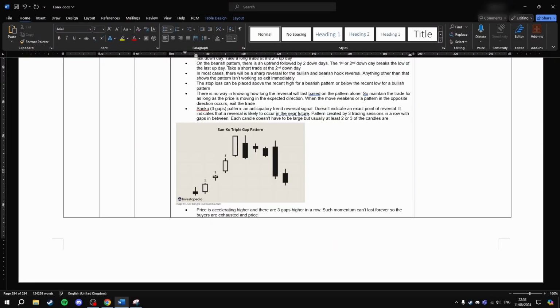And price reverses eventually, because remember that we don't know exactly when the reversal is going to occur. It's likely to happen in the near future, so it could have occurred somewhere over here.